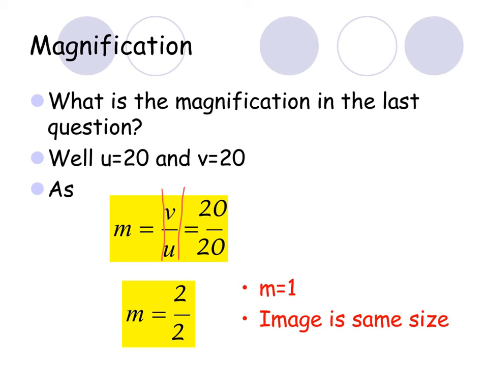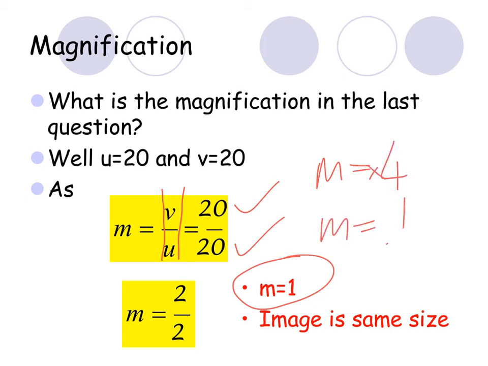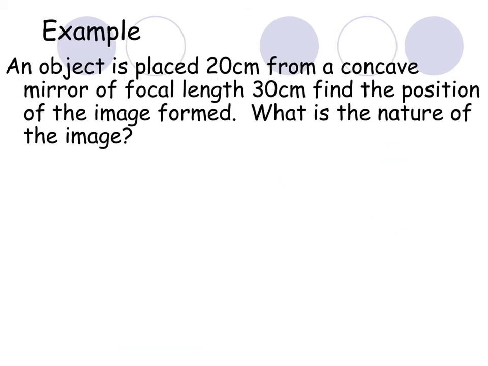Now, as they're both 20, it means that the image has a magnification of 1, i.e. the same size. If M was equal to 4, it would be 4 times the size. If M was equal to a half, it would be half the size. This is the image we're talking about. The image would be 4 times the size. The image would be half the size. That's what M means, the magnification.